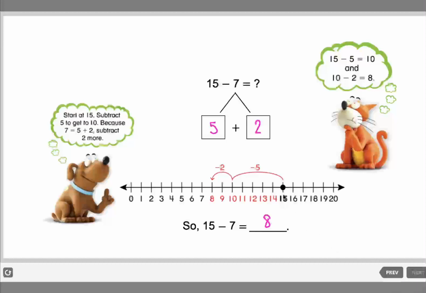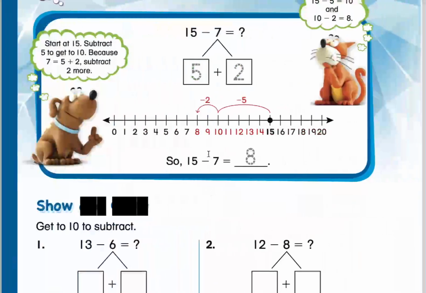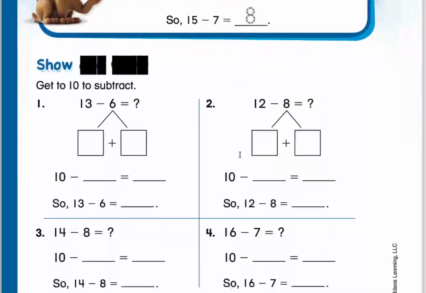Okay, so my heroes, we start at 15. We subtract 5 to land on 10. Then we subtract 2 more because 7 is 5 plus 2. Now let's go back to the book. And it's written here. So let's start with the questions.